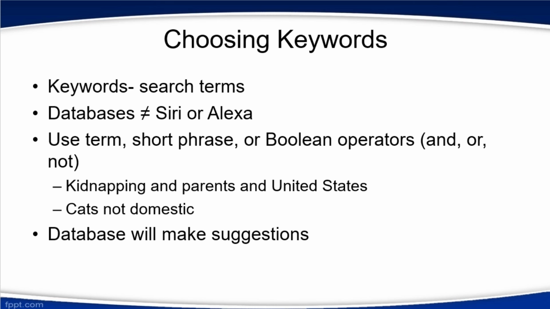Boolean operators are words such as and, or, and not. For example, you could search kidnapping and parents and United States, or cats, not domestic. The latter example will give you articles about lions and tigers, but not your furry friend at home. EBSCO will make suggestions for keywords in the same way that Google predicts your search.